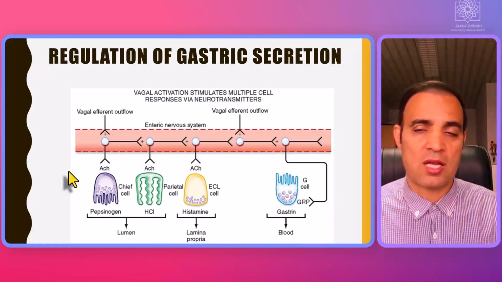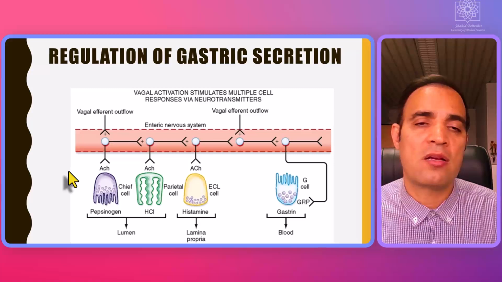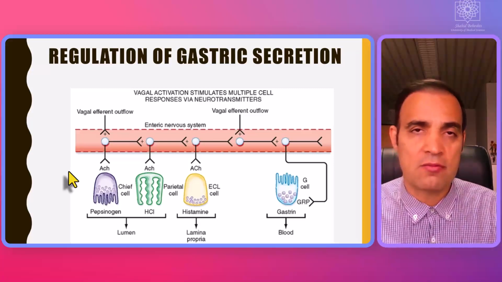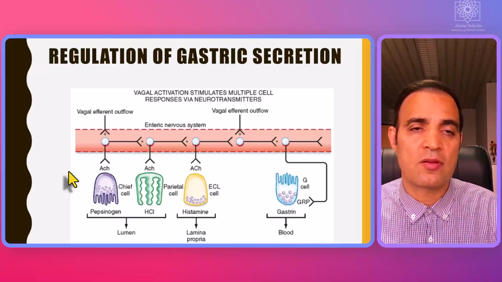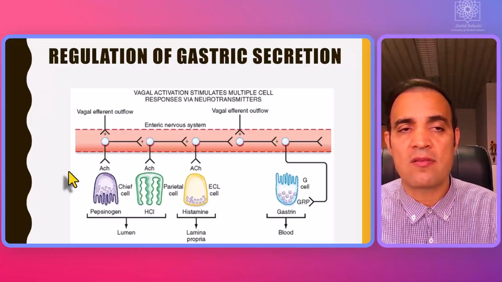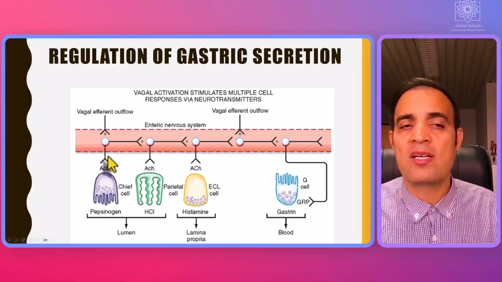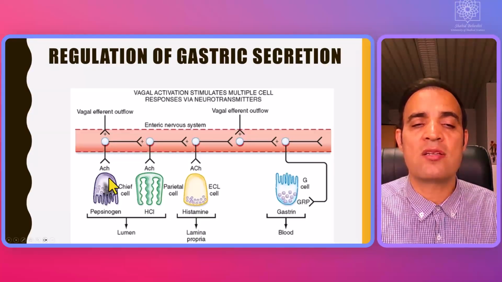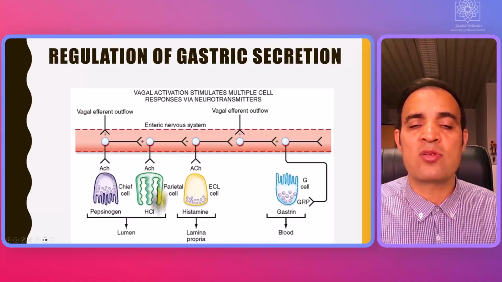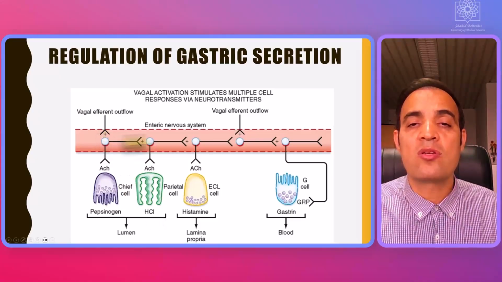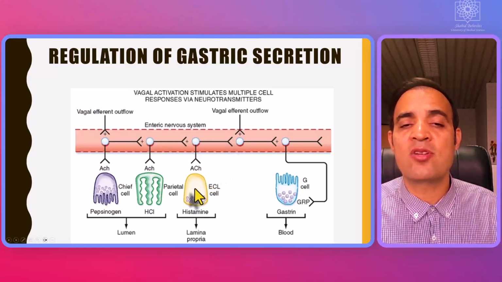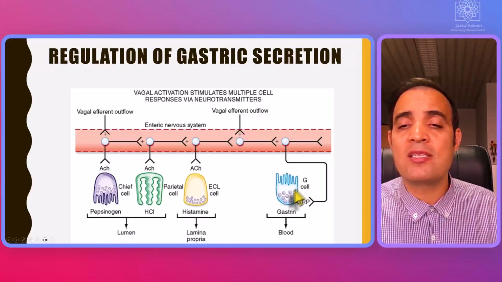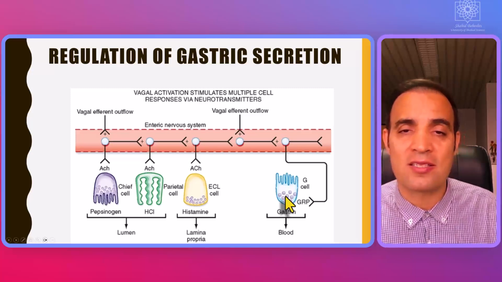This is a summary of all the items that I told you. Have a look. I explained to you that vagal afferent flow stimulates the release of acetylcholine, which stimulates the parietal cell to release acid. Also, this vagal system stimulates the enterochromaffin-like cell to release histamine. Also, this vagal system stimulates the G cell to release gastrin.